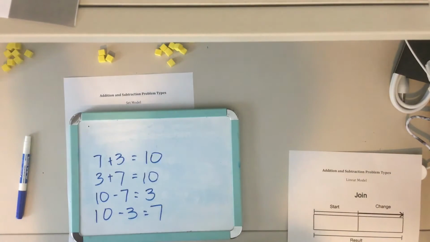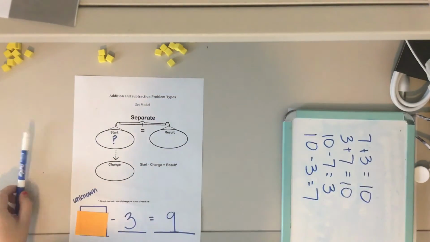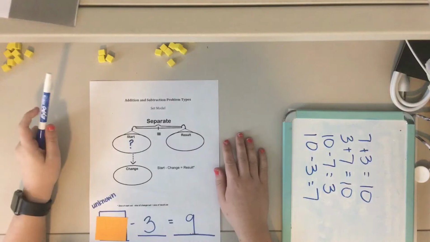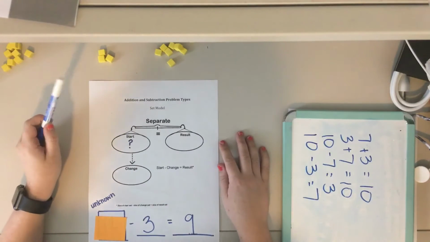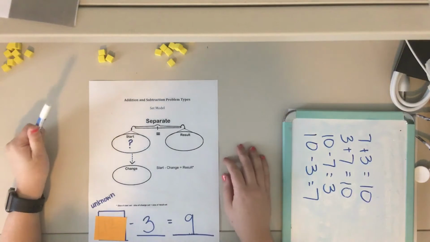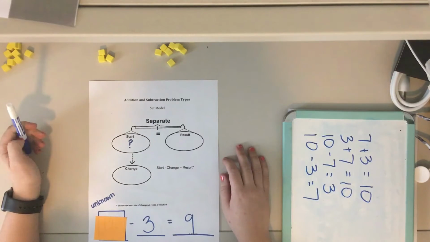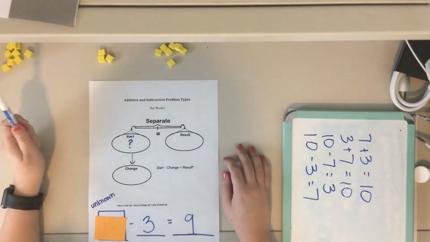Our first problem, we are going to use a set model. Our problem says, Elise has some marbles. She gave 3 marbles to Dylan. Then she had 9 marbles left. How many marbles did Elise have to start with?